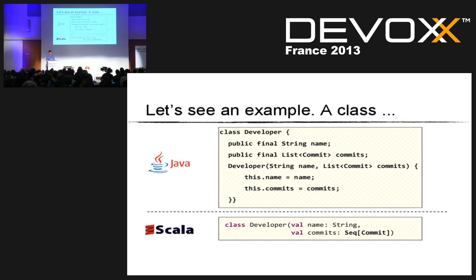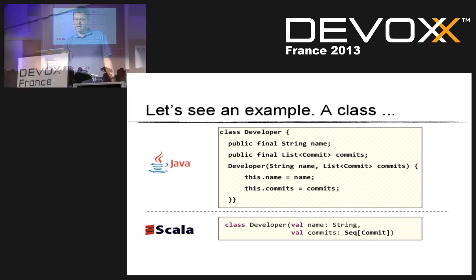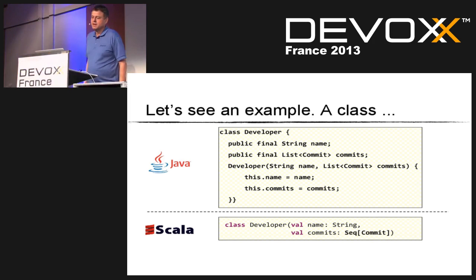So here's a class in Java. Let's define some classes first. So it's a class of developers, and we all can read that. A developer here has a name and a list of commits. And we have the typical constructor thing. I will show you the code in this session, both in Java and in Scala. So in Scala it's quite a bit shorter.